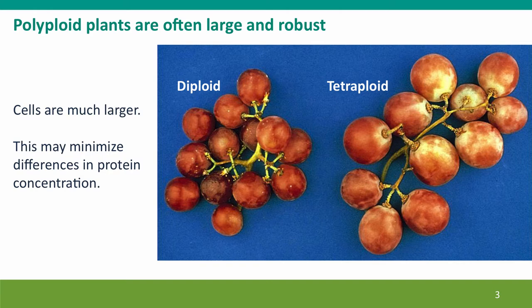So here's tetraploid grapes compared to diploid grapes. You can see they're a lot bigger. Probably the big fat grapes that you buy in the supermarkets are in fact polyploid.